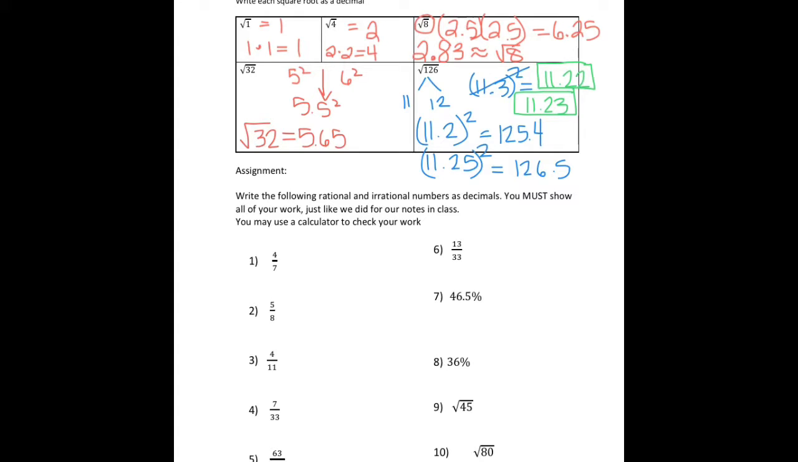So your assignment is to, for numbers 1 through 10, write the following rational and irrational numbers as decimals. You need to show all of your work just like we've done in our notes. You may use a calculator to check your work. However, you have to show your work, and it has to be done on a separate sheet of paper. When you get here, I want you to make sure that you have at least 2 decimal places.